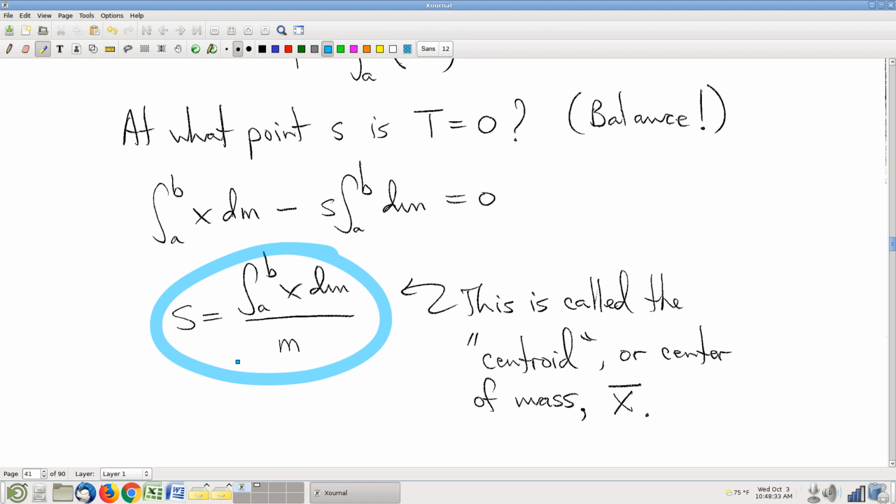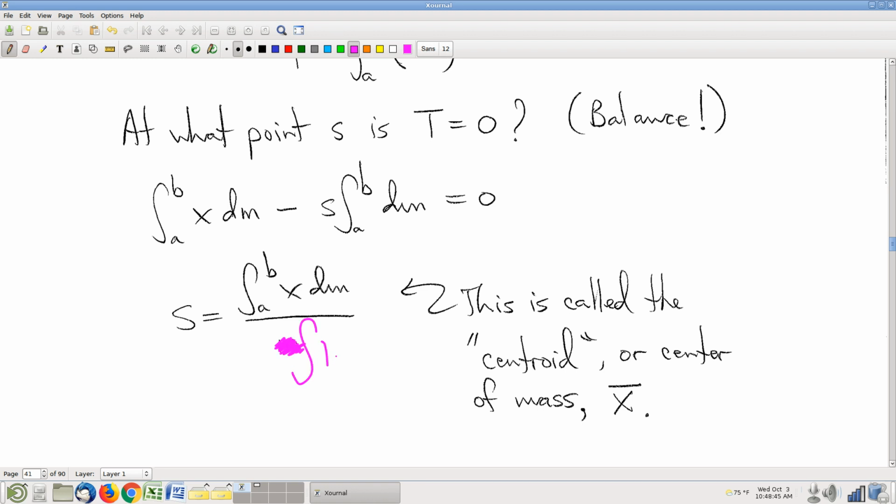Okay. All right, and I'm going to rewrite this a little bit just for cosmetic reasons. I'm going to rewrite this M in the denominator as integral of 1 dm, that's mass, right? Total of the little pieces of mass. And that gives a nice way to remember this formula. We have integral dm divided by integral dm. It's just that you put an extra factor of x in the numerator.